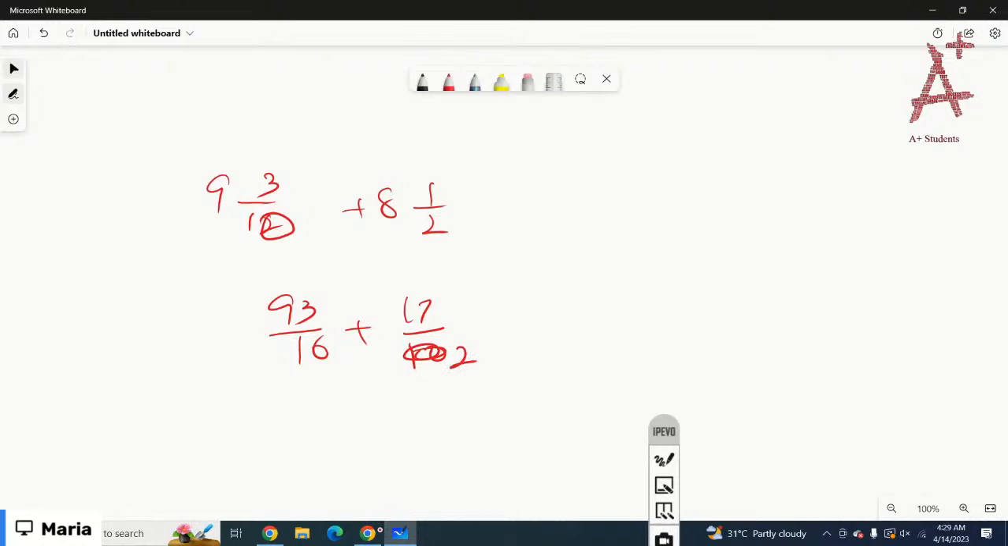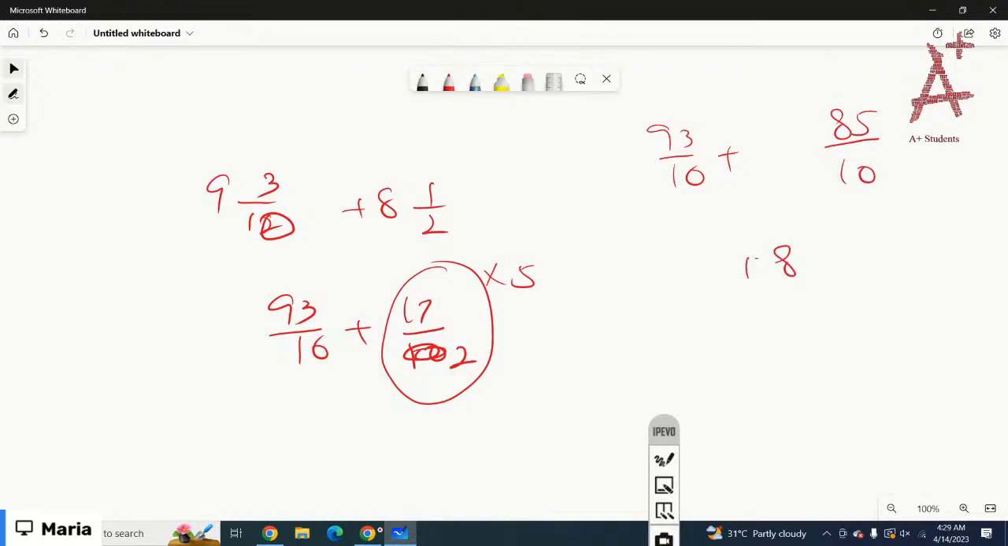First of all, you need to make the denominators the same, so you have to multiply this fraction by 5 because 2 times 5 is 10. So it would be 93 over 10 plus 17 times 5 is 85 over 10. Now they have like denominators, just add. 93 plus 85 is 178 over 10.